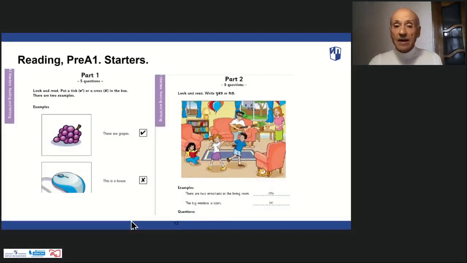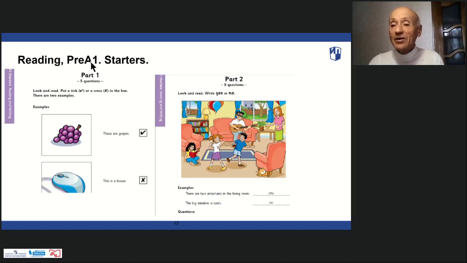Let's take reading. Reading, Preliminary A1. I'm concentrating mostly on primary school because this is the most difficult area of training towards Cambridge English for Young Learners. Why? Because students at this stage lack learning skills. One thing is that they might lack language skills, but what is even more essential from my experience is that students lack learning skills.